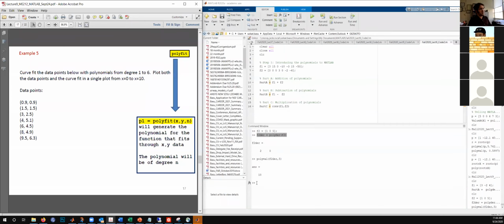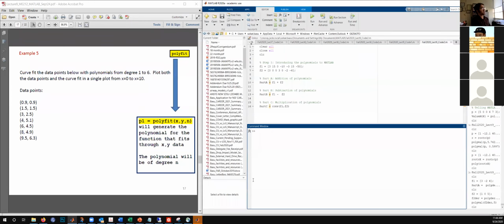Now before we solve this example, let me ask you a question. Suppose you have 3 data points. Listen to me carefully. So you have the xy plane, you have 3 data points. What is the simplest possible polynomial curve that can pass through 3 data points?